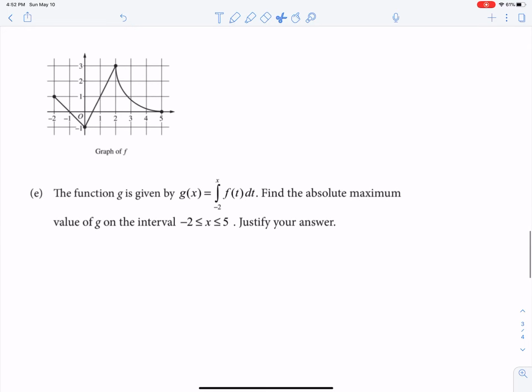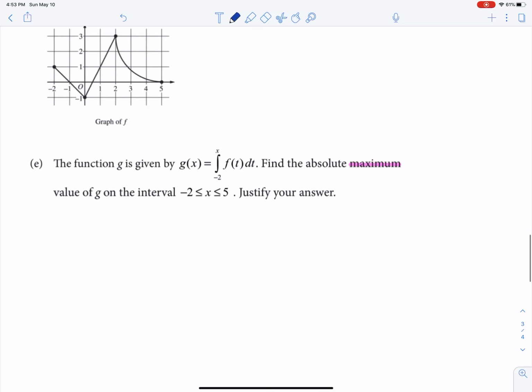So the function g is basically given by the graph, really. Find, well, the integral of the graph, should I say. Find the absolute maximum value of g on the interval from -2 to 5. Justify your answer. Okay. So, of course, absolute maximums occur when the derivative, we're going to look for critical points, right? So, in other words, I'm going to say g of x equals the integral from -2 to x of f of t dt.